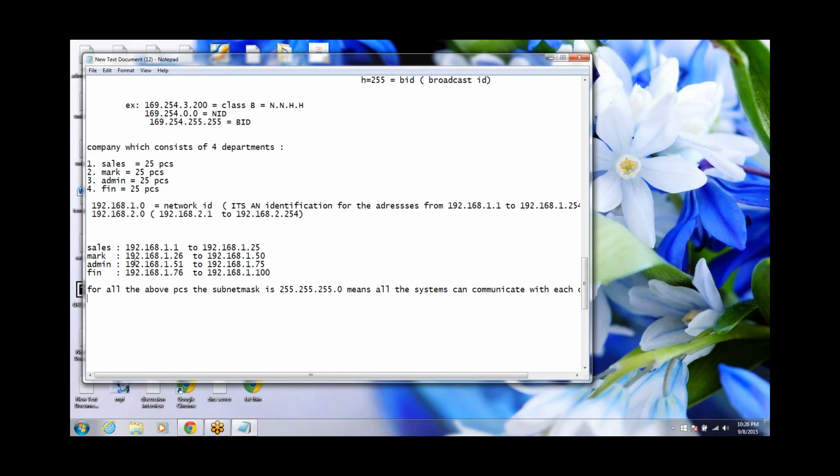Now, one day the boss came to me and said that one department should not communicate with other departments. See, all are on the same network, 192.168.1. The network ID is the same for everyone here, so that's why everyone can communicate with each other. Suddenly one day my boss said one department should not communicate with other departments. Then what to do?